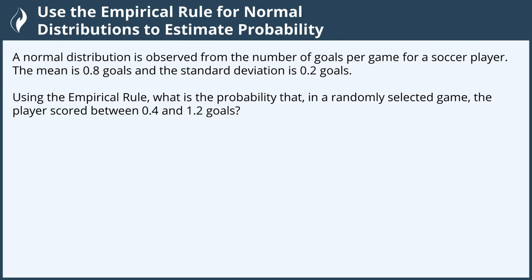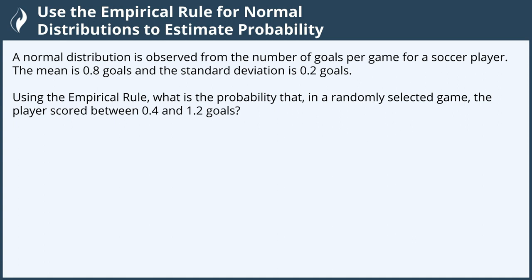Hi everyone! In this video, we will use the empirical rule for normal distributions to estimate probability. A normal distribution is observed from the number of goals per game for a soccer player. The mean is 0.8 goals and the standard deviation is 0.2 goals. Using the empirical rule, what is the probability that in a randomly selected game, the player scored between 0.4 and 1.2 goals?